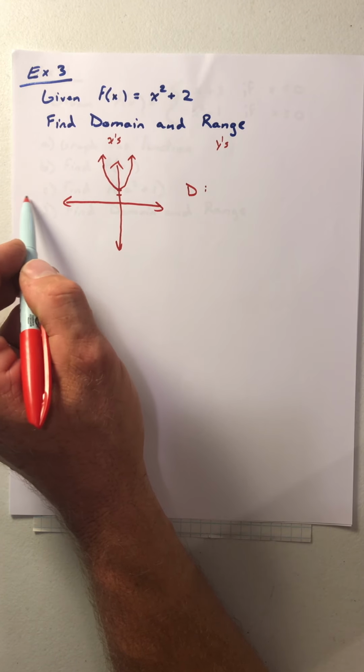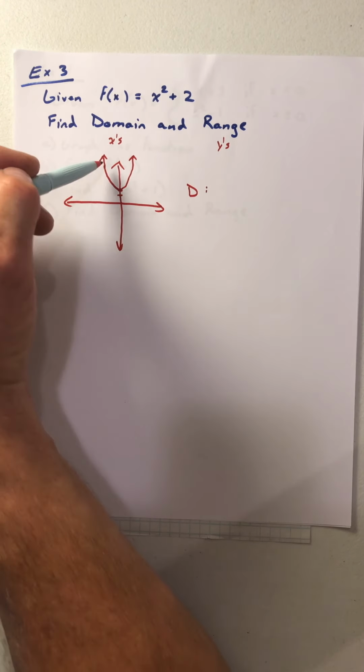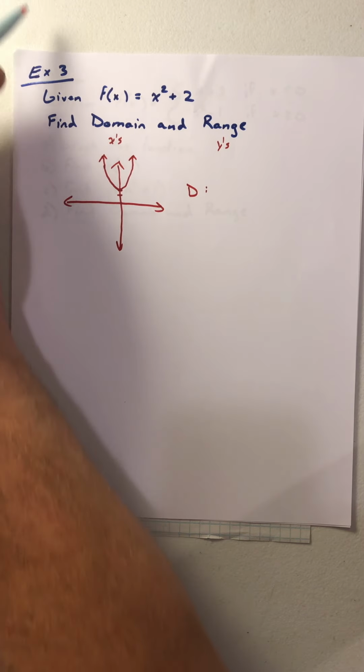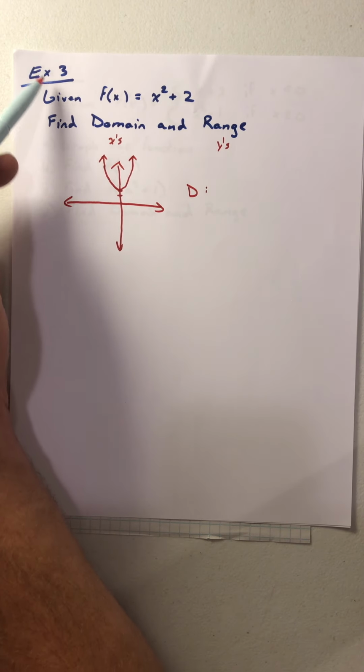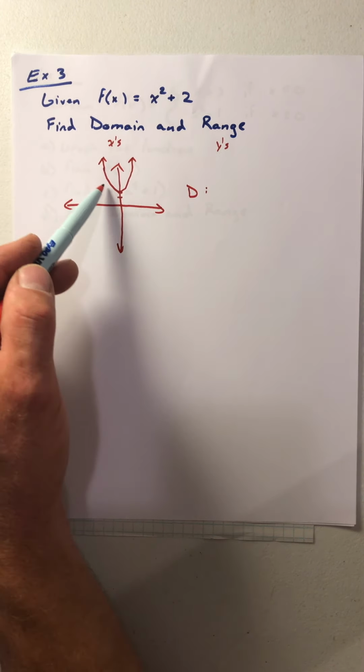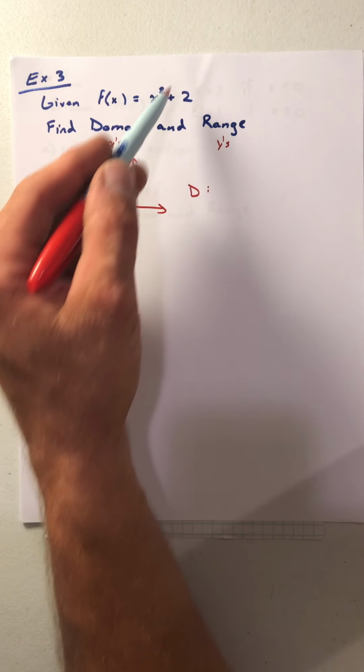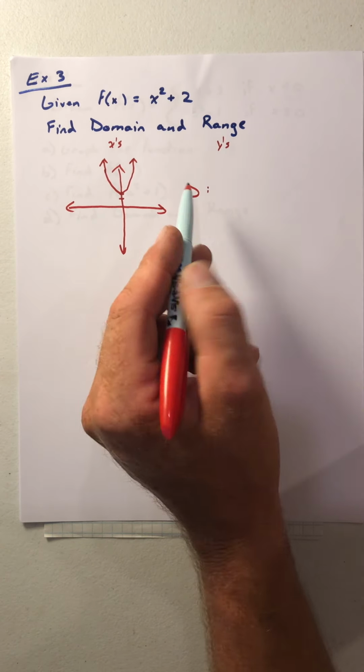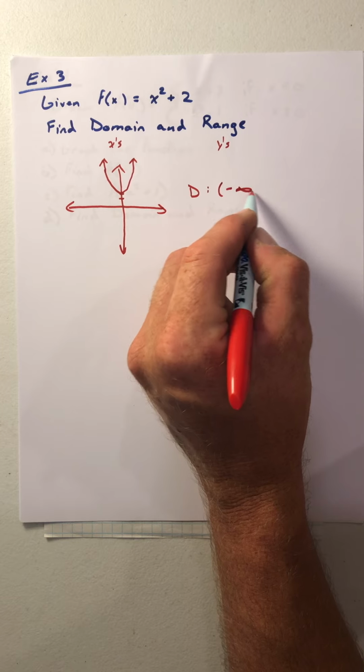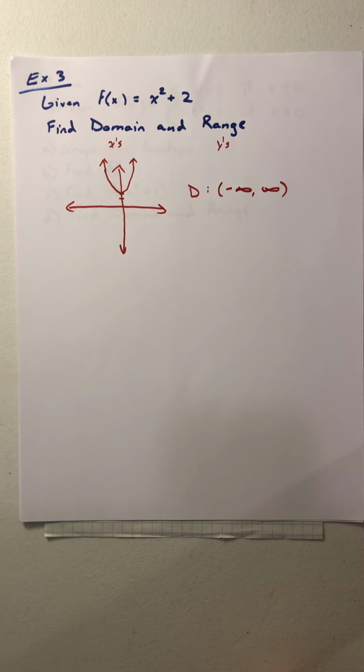So if I come all the way here at negative infinity, I can come up. And this graph, remember, is coming out as far as we can go. So it's going to be negative infinity. It's going to come to 0 down and then go back up to infinity, or come out to infinity as well for the x-axis. So our domain is negative infinity to infinity.